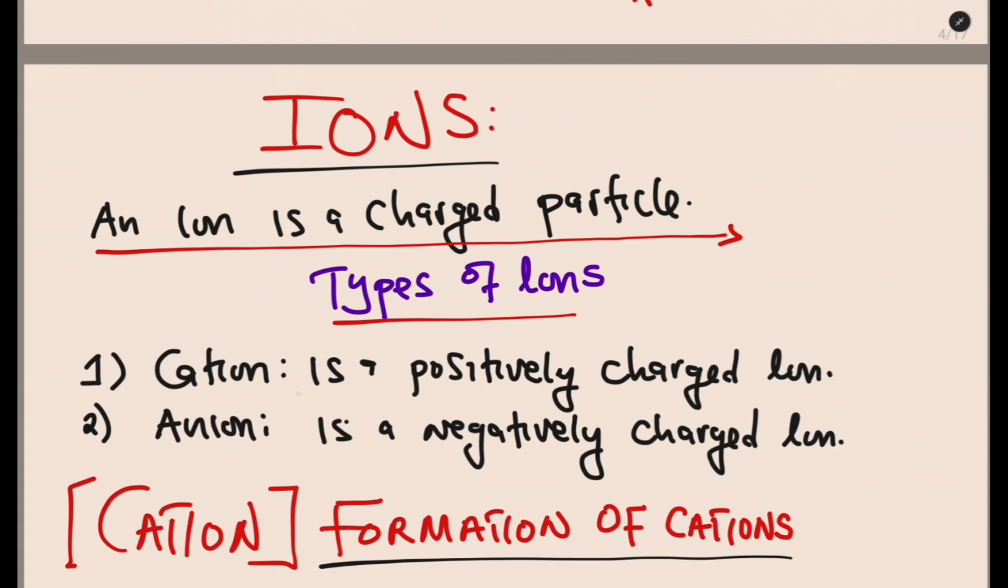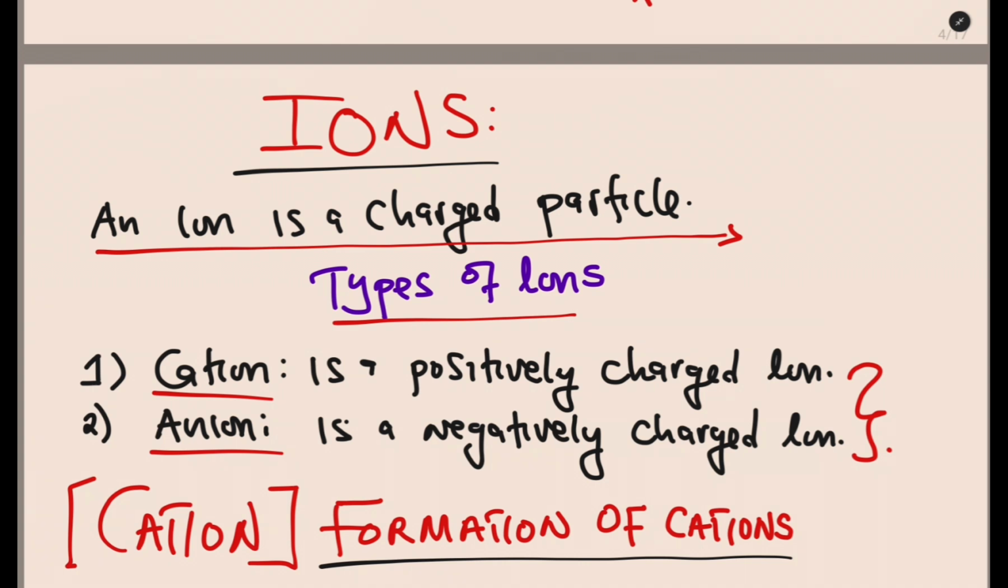So we have two types of ions. The positively charged ion is called a cation. So a cation is a positively charged ion. And we have what we call an anion. However you pronounce it, it will meet in spelling. It is a negatively charged ion. So these are two types of ions that we can look at. But the question is, how are these ions formed?